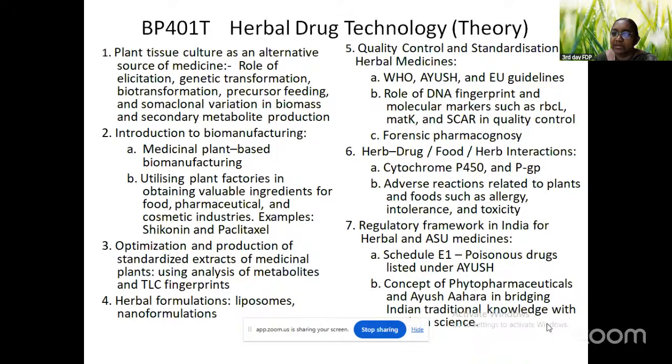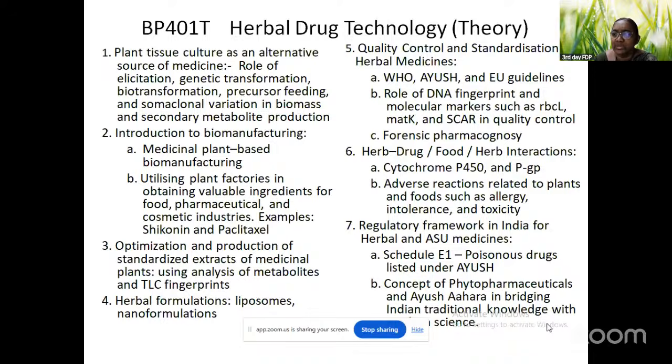Using the analysis of metabolites through TLC fingerprints and herbal formulations. In the previous ones we had only the phytosomes. Here there is an addition of liposomes and nano formulations also. Quality control and standardization of herbal medicines: previously we had only the WHO, now they have added the Ayush and EU guidelines also. In addition to that, DNA fingerprinting technology and various markers are also included. In the same one, forensic pharmacognosy, an additional and advanced topic, is also added. The next one is the interactions, either herb-food or food-herb interactions.